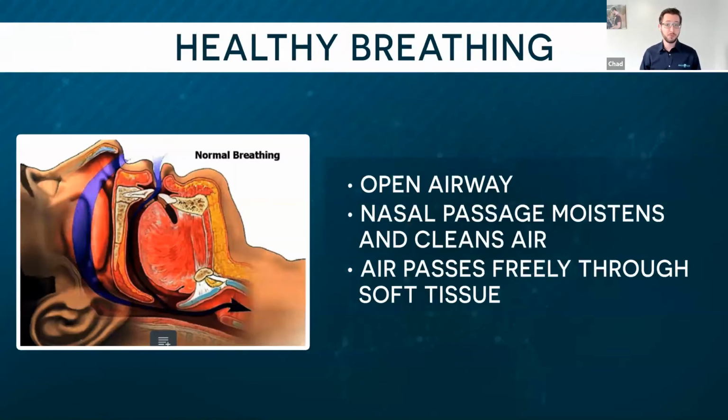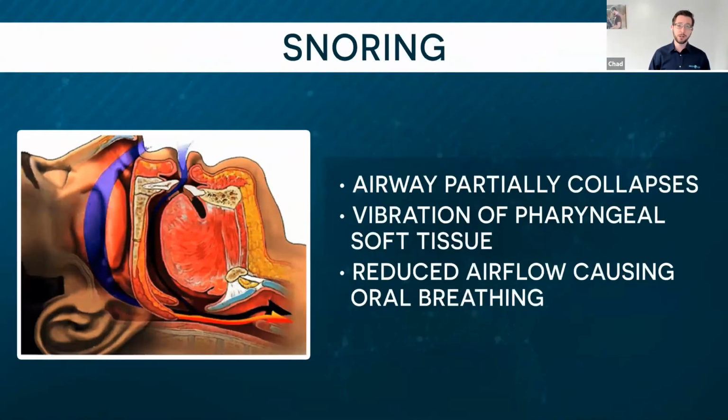That way it goes down our throat pretty well and enters our lungs in a prime condition. We can also see that some air passes through the throat and that there's a very clear airway available to us. When we talk about someone who's snoring, snoring is by definition a partial collapse.